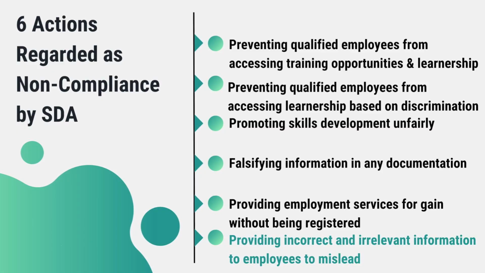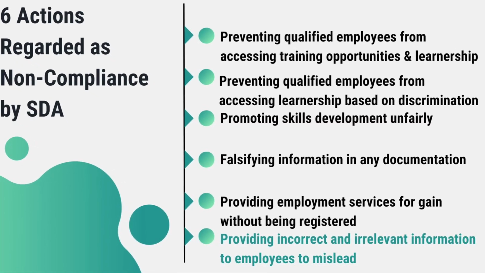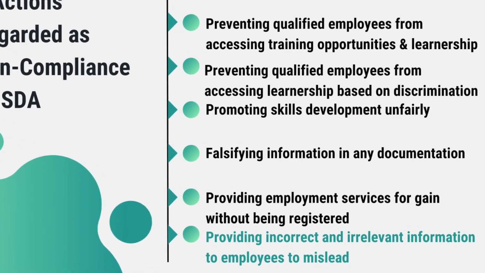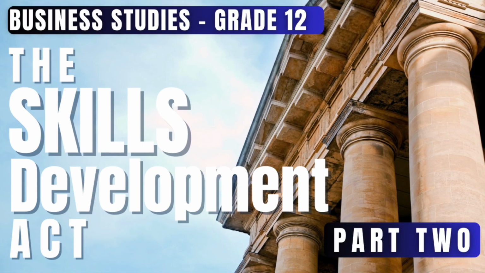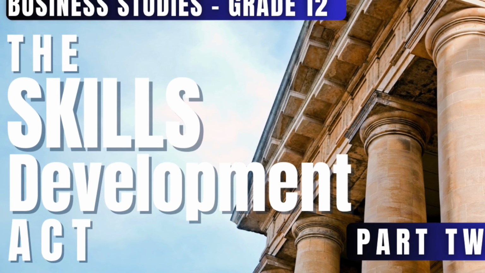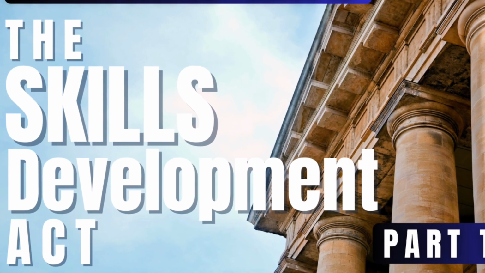Our last point will be providing incorrect information to your employees so that you mislead them, so that they are not following or they are not trained. Therefore, those are the actions that are regarded as illegal action based on the Skills Development Act.